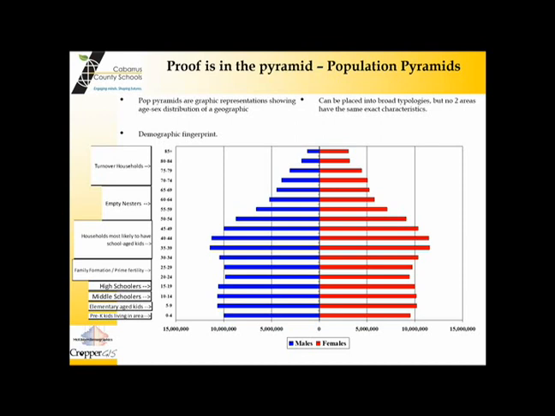Again, 20 to 34 is what we call family formation ages. Again, that's where most births are going to occur, people in those age groups. 35 to 54 are the ages where most people have kids in school, okay?